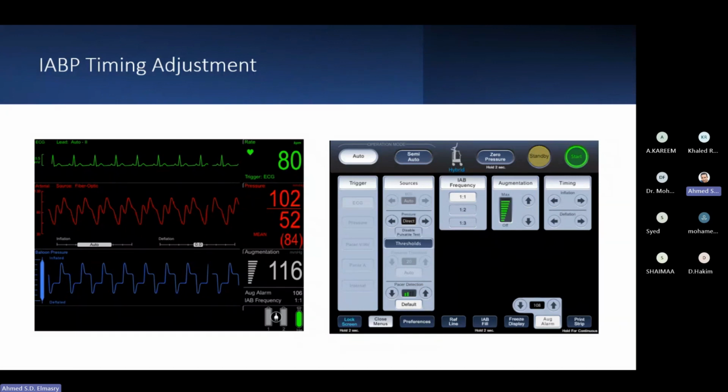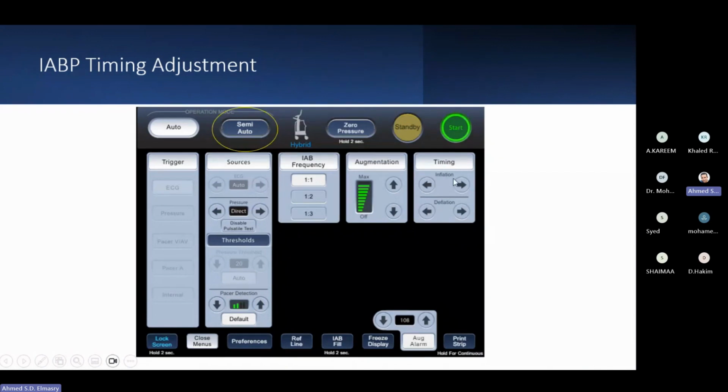And if you have troubleshooting with the timing, how will you go about the timing adjustment? Basically, if you are in the auto operational mode, you will have access only to adjust the timing for the deflation, but you will not have the ability to adjust the timing for the inflation. So you have to activate the semi-auto mode. If you activate the semi-auto mode, you will be able to adjust the timing for the inflation and also the timing for the deflation.